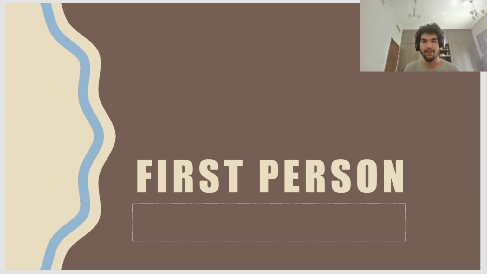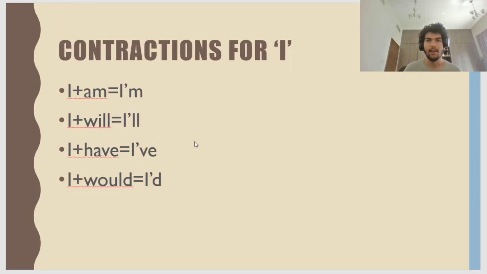The first person is when you're talking about yourself. So I, or we if you're in a group. Now let's look at the contractions for I. I has four contractions. They are I plus am, which gives I'm, I plus will, which gives I'll, I plus have, which gives I've, and I plus would gives I'd.